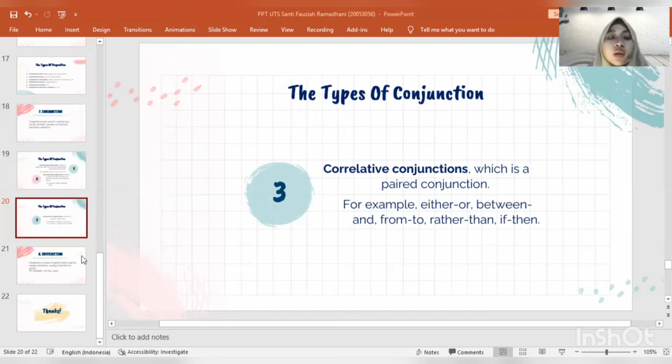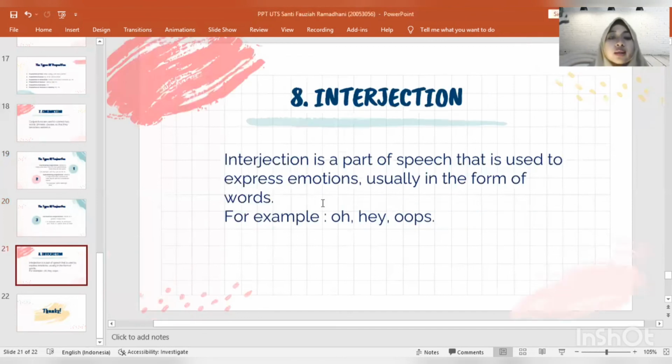The last of the part of speech is interjection. Interjection is a part of speech that is used to express emotions, usually in the form of words. For example, oh, hey, oops.